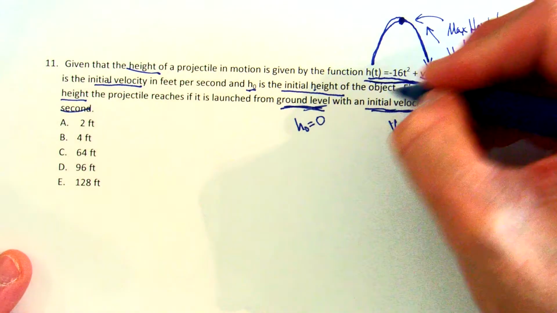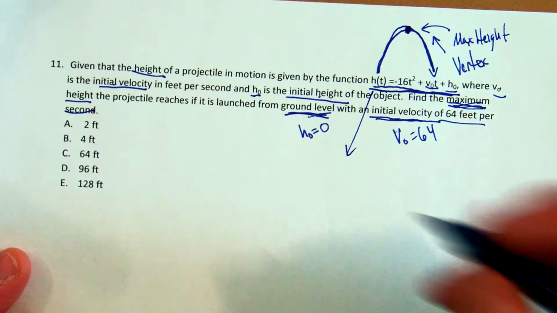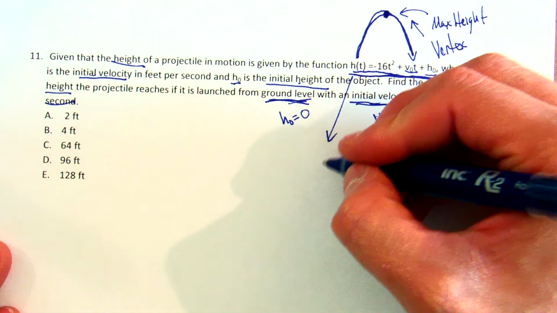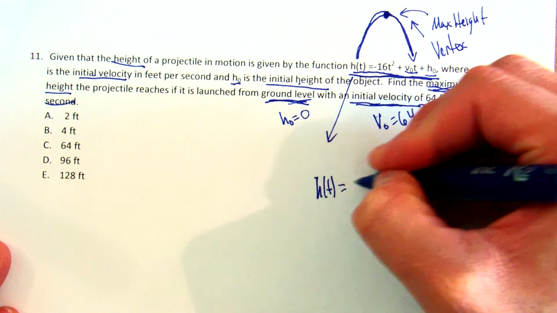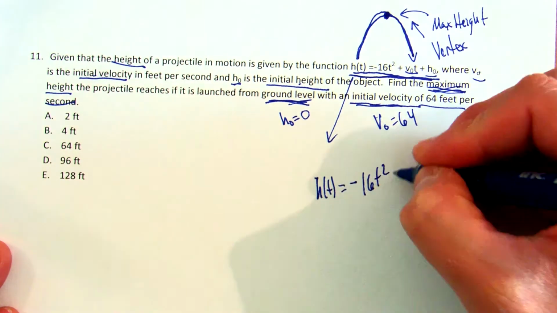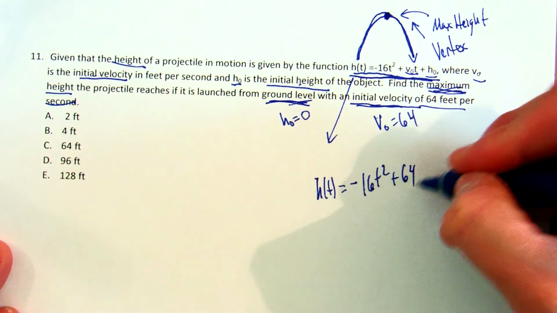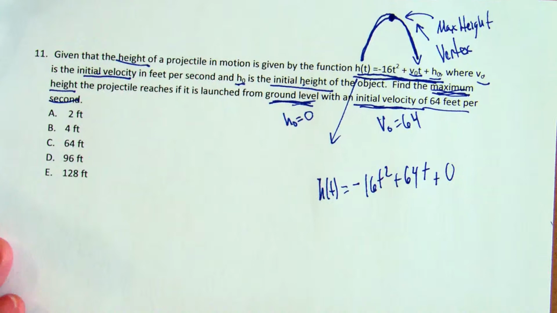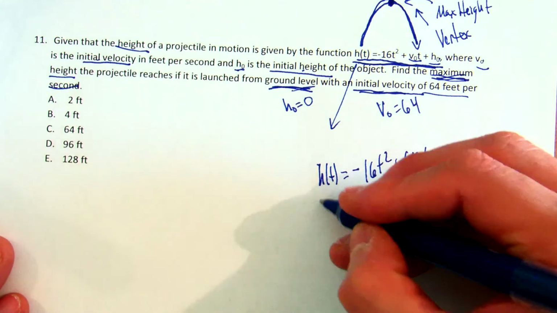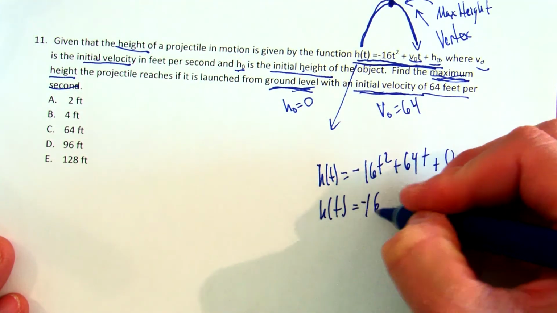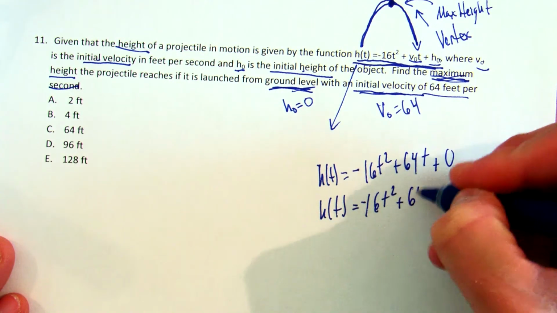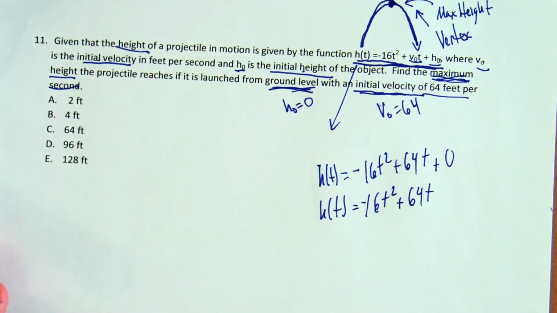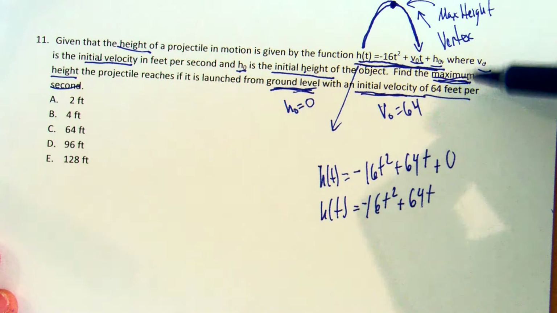So we're going to rewrite our equation here. h of t equals negative 16t squared plus v naught is 64, t plus h naught is 0, right? And so I'm going to rewrite this without the 0 to make it look clean. So h of t equals negative 16t squared plus 64t. Okay? Now, remember, I want to find the max height.